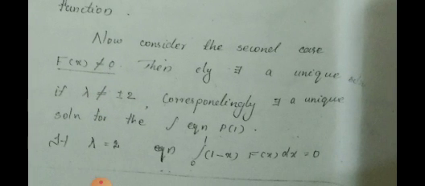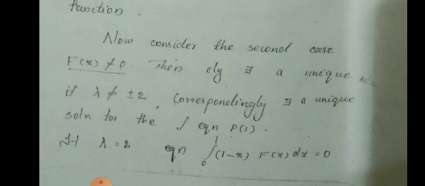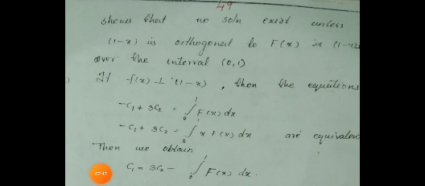f of x not equal to 0, lambda not equal to plus or minus 2. In the integral equation, if lambda equal to 2, integral 0 to 1, 1 minus x f of x dx equal to 0, and show that no solution exists unless 1 minus x is orthogonal to f of x over the interval 0 to 1.